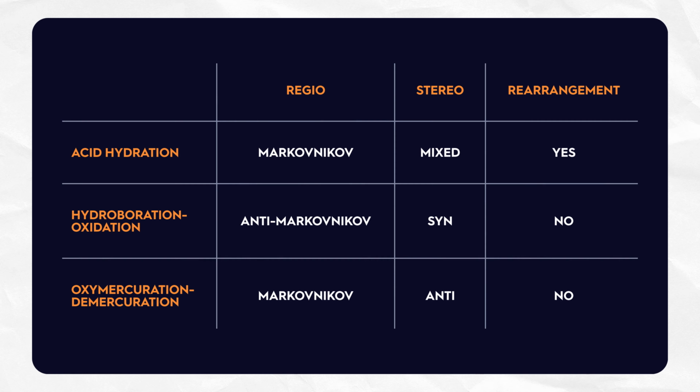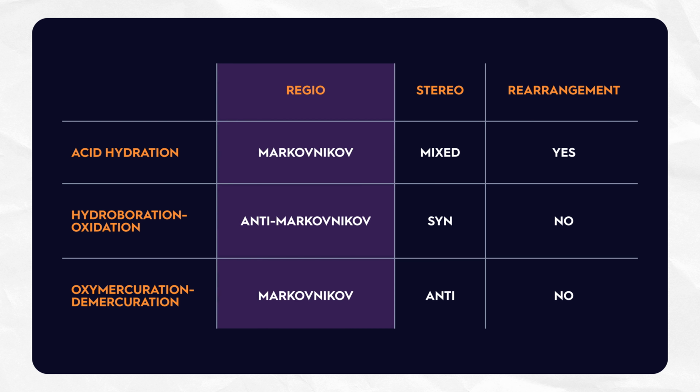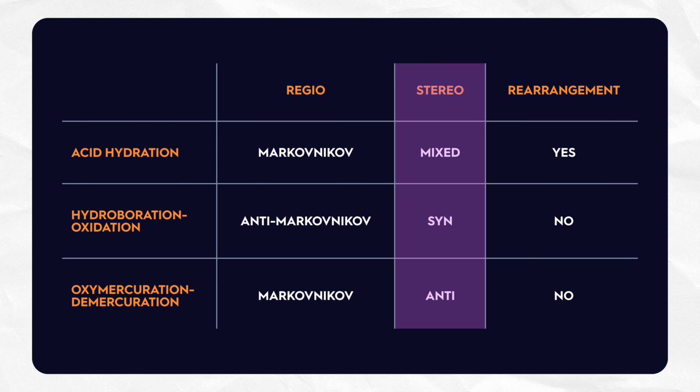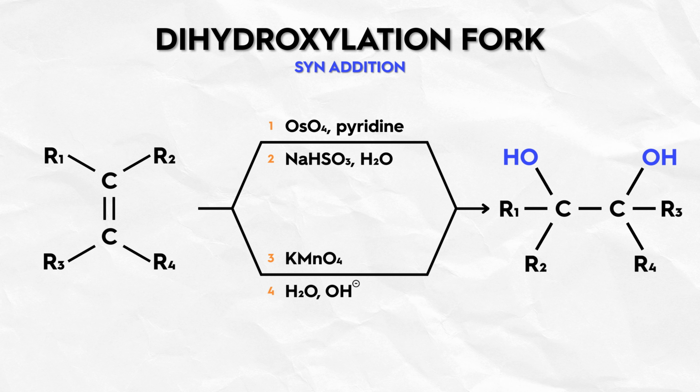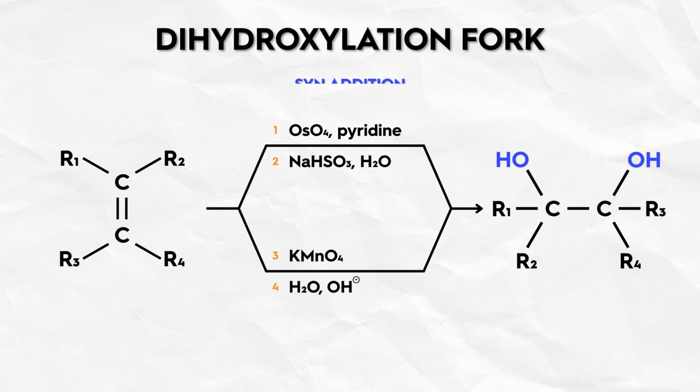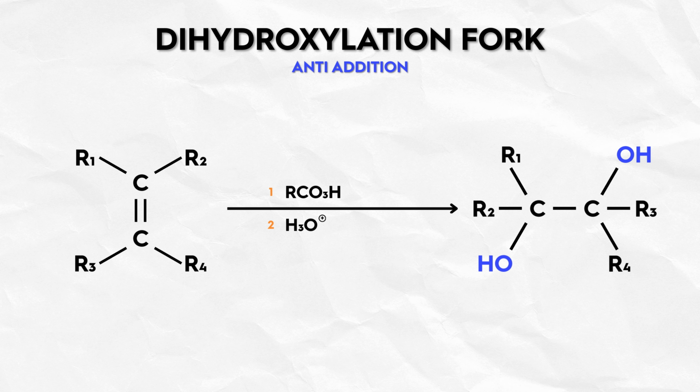To recap, alcohols are prepared from alkenes by acid-catalyzed hydration, hydroboration oxidation, and oxymercuration demercuration, each with unique regiochemistry and stereochemistry. For diols, syn addition is achieved with osmium tetroxide or permanganate, while anti-addition is achieved via epoxidation, with peroxides followed by hydrolysis.